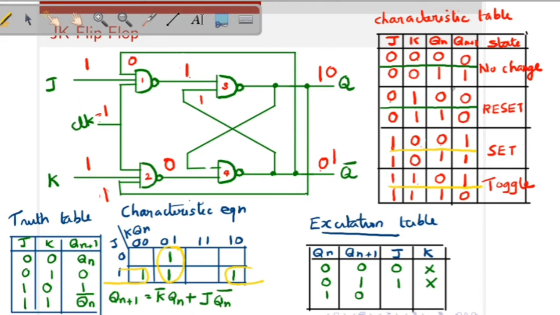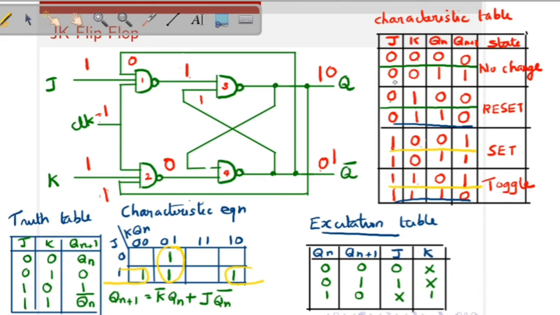Okay, 1 0. So here Qn is equal to 1 and Qn plus 1 is 0. This is the one entry, and another entry is this one, 1 0. So j is equal to 0 and here j is equal to 1, k is 1. So we can write k is equal to 1 and j is don't care, right?